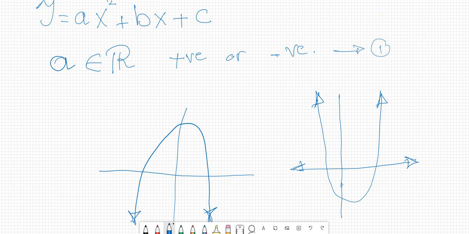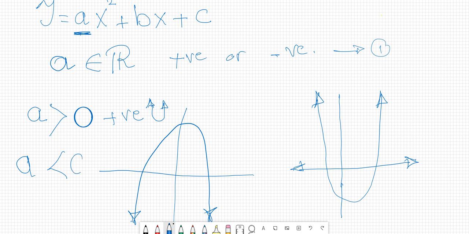The answer to this question is very easy. We have to look at the coefficient of x squared, which is a. In case a is bigger than 0, that means positive, so it will be a parabola up. And if a is less than 0, that means negative, so it is a parabola down.